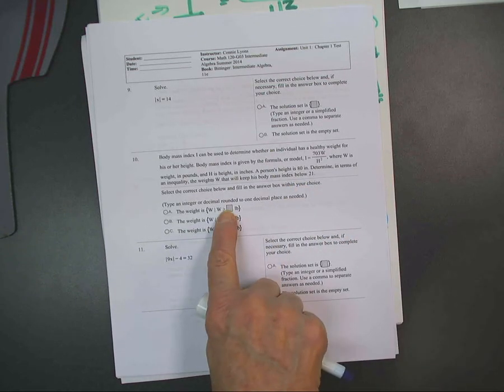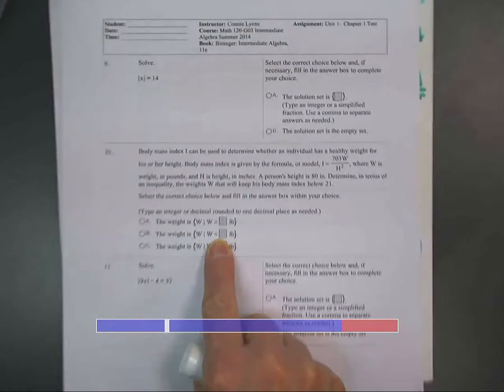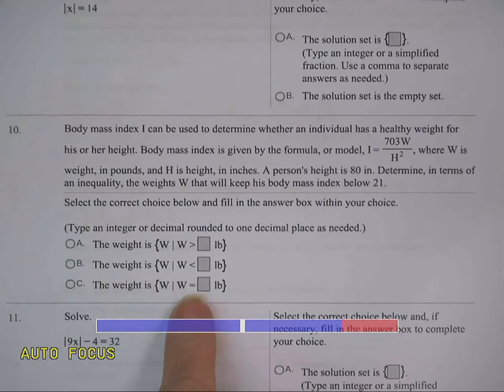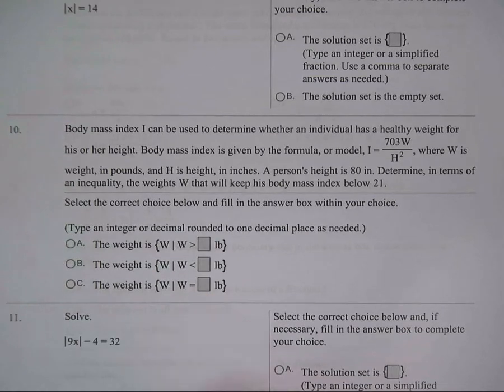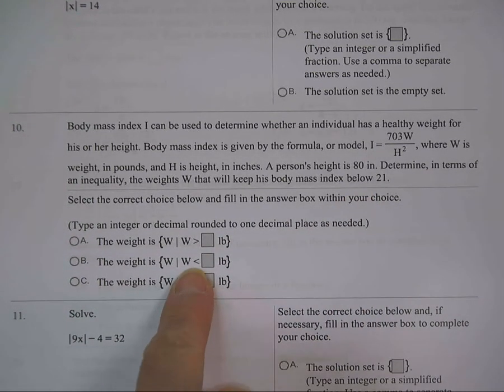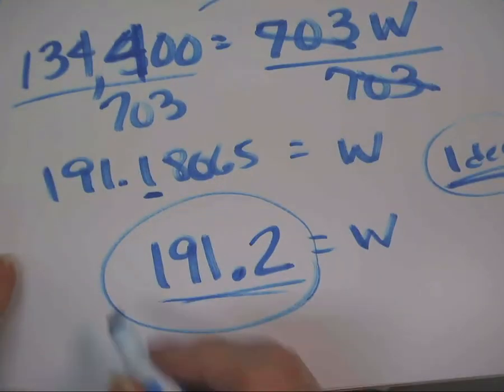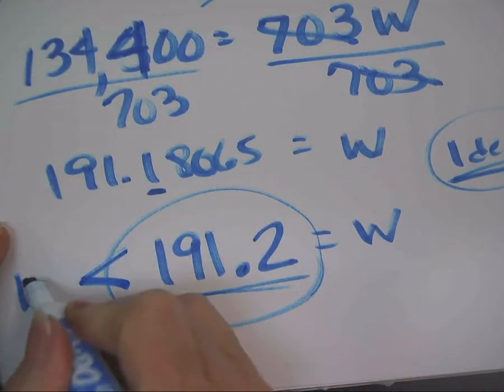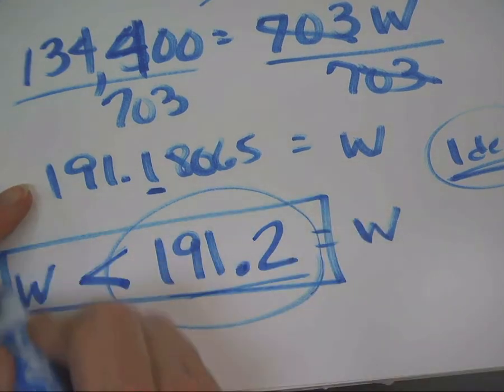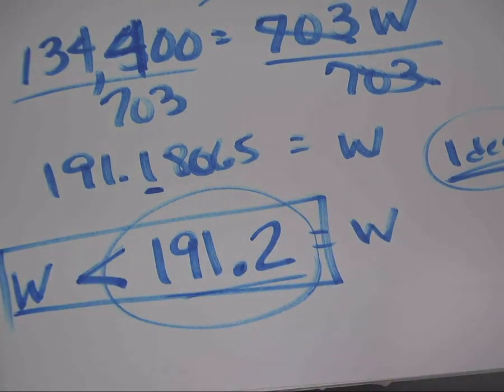You want the weight of greater or less than? You can't see it very good, sorry. So you gotta make sure you put it in the right place here too. Keeping it below 21, you wanna put less than, right? And you wanna do 1 decimal place, like it said. So the weights should be below 191.2. Okay?